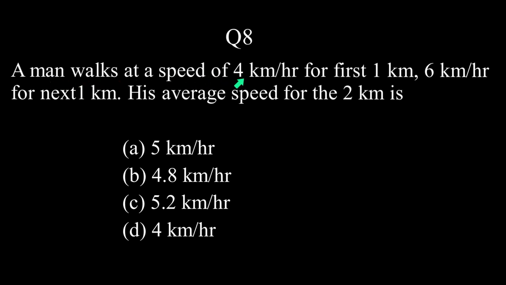A man walks with a speed of 4 km per hour for the first kilometer, and 6 km per hour for the next 1 kilometer. His average speed for the 2 kilometers is. Okay, now those students who have followed the video series till question number 7 should be able to figure out the answer directly in your mind, without drawing the diagram, without solving the question in detail.